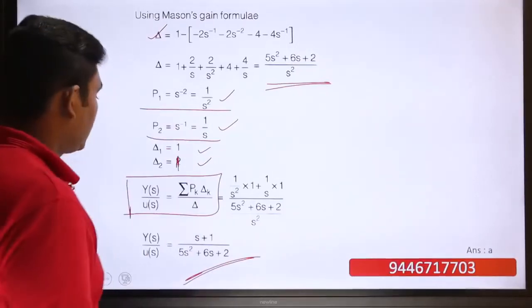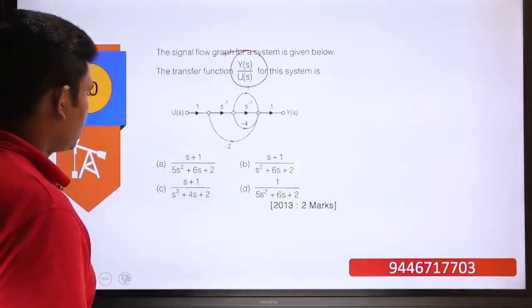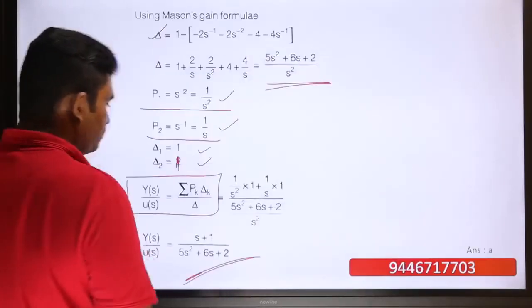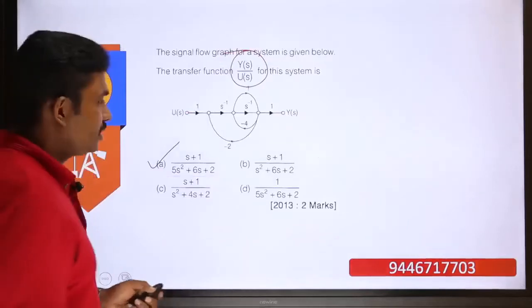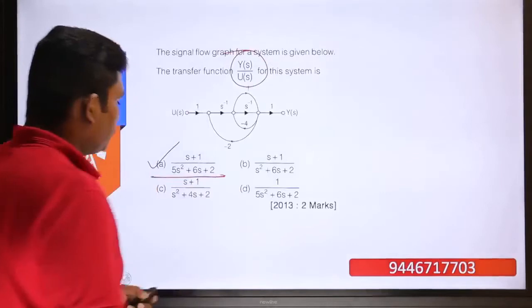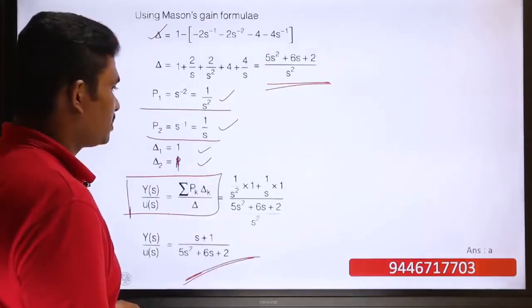So what will be our answer? S plus 1 divided by 5s square plus 6s plus 2. So what is our option? Our option for question number 20 is option A, s plus 1 the whole divided by 5s square plus 6s plus 2. So that is option A.